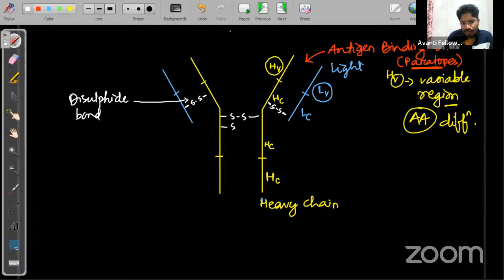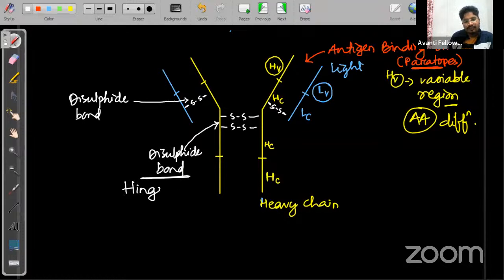Okay, and in this particular location, two set of disulfide bond will be there. One set of disulfide bond will be there, right? And this particular location is showing the disulfide bond. It will be forming the hinge region. Disulfide bond तो है ही, उसके साथ साथ इस रीजन को क्या कहा जाता है? हिंग रीजन कहा जाता है, which is going to adjust according to the need.